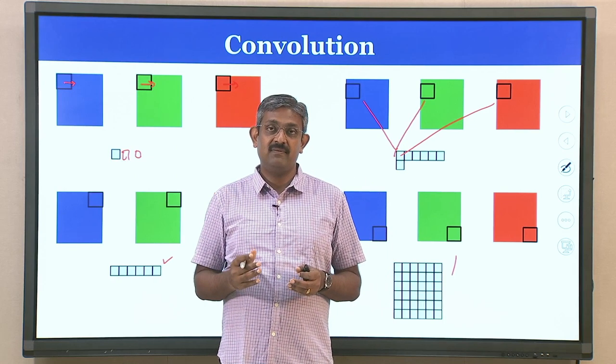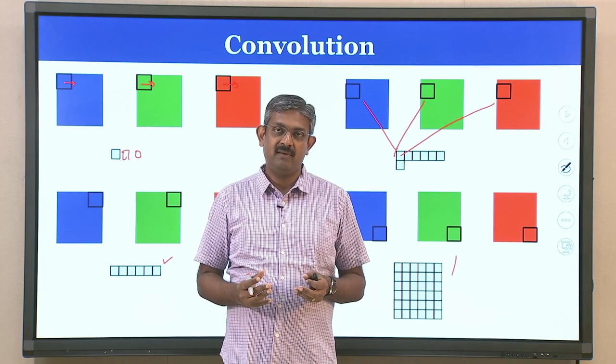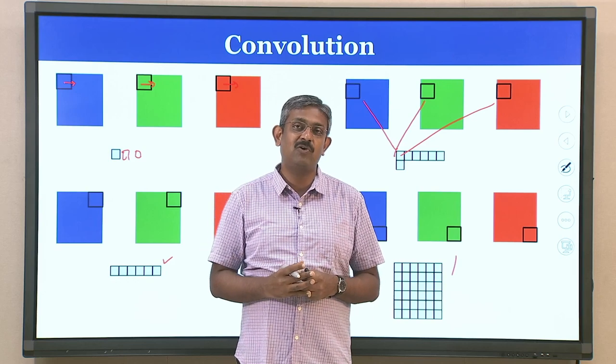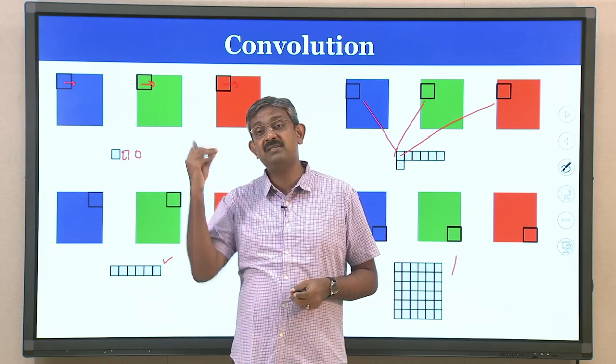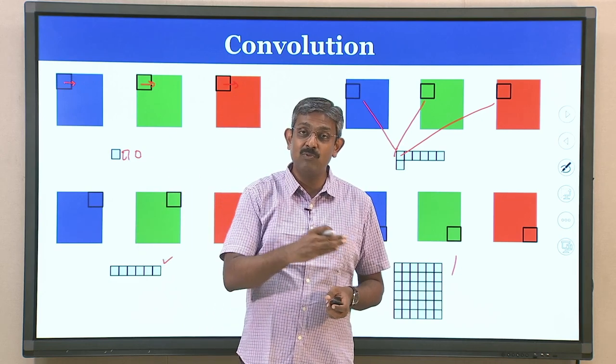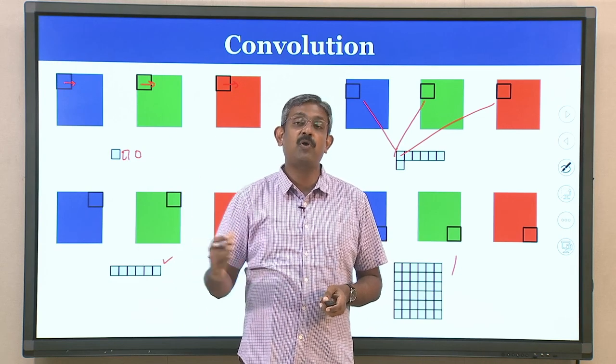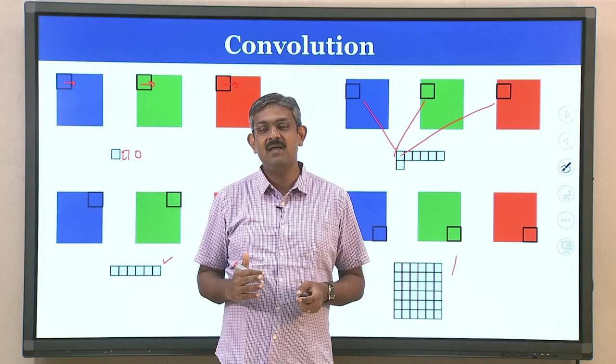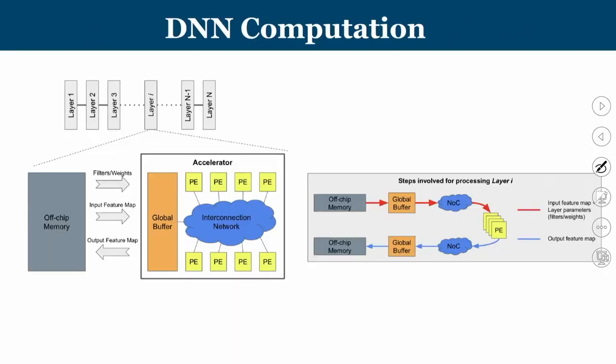Here lies the scope of the tiled chip multicore processors, wherein these computations can be done in the processors, and then the resultant data can be easily moved through the interconnect to the next processing element in order to carry out the rest of the operations. So, we have already seen how a deep neural network computation happens.